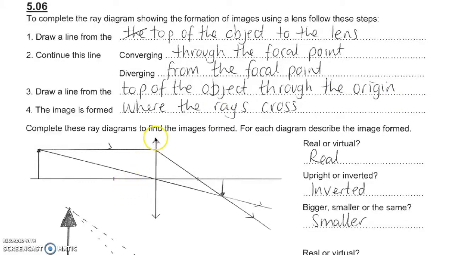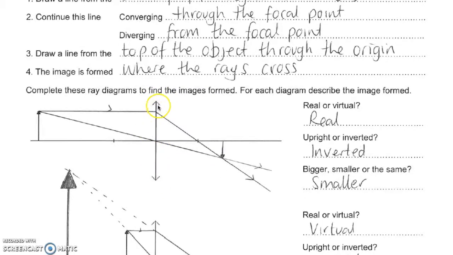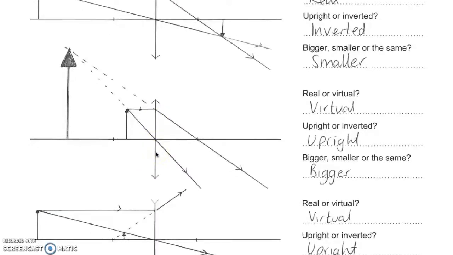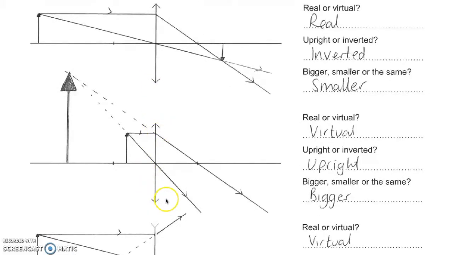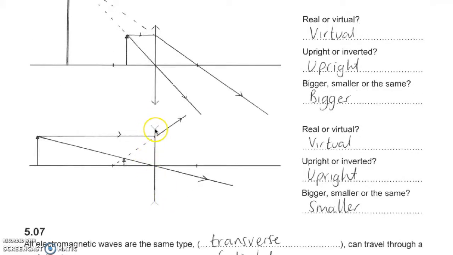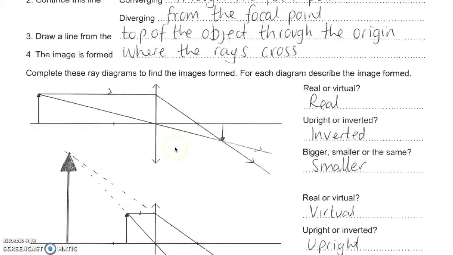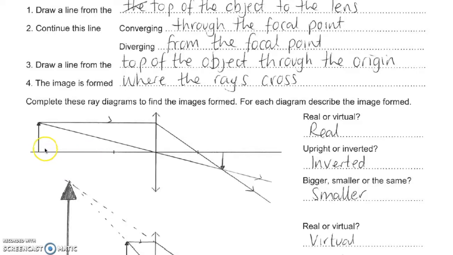So I'm going to start off with a converging lens ray diagram. If we look here, we know it's a converging lens by the arrows pointing upwards like this and downwards. So these would be converging lenses. And for diverging lenses, the arrows would be inverted like this. But let's start off with converging lenses.